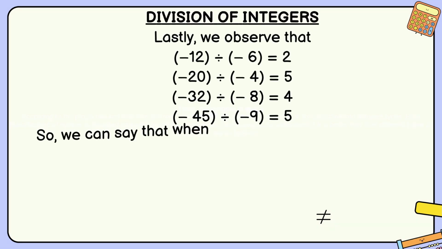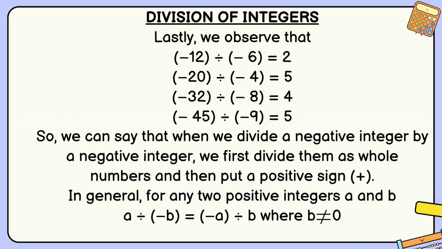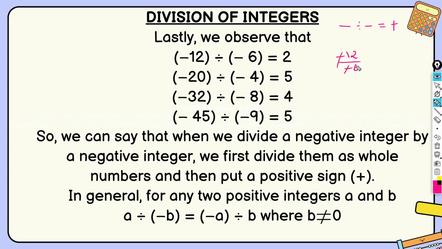Now we will see what will happen if there is a negative integer in both numerator and denominator. We have already seen that with two same signs, if we divide, the answer will be plus. So in this case also, minus 12 by minus 6, minus minus gets cancelled, 6 1s are 6, 6 2s are 12. Answer is 2. Similarly, 20 by 4 is 5 and minus by minus is plus. 32 by 8 is 4, minus by minus is plus. 45 by 9 is 5, minus by minus is plus.